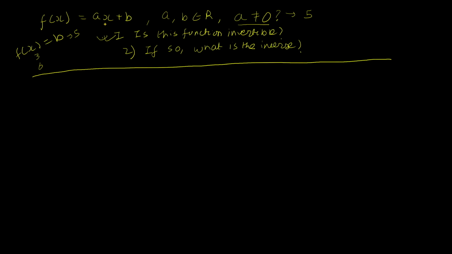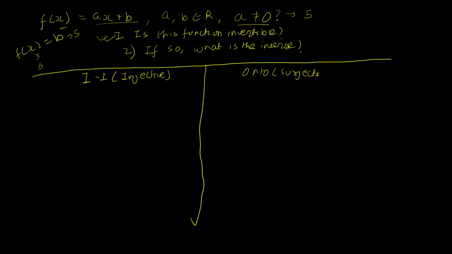The idea of bijection comes in here. We need to prove that there is a one-to-one correspondence between x and ax plus b in order to prove that this function is invertible. So we prove bijection in 2 steps. First, we prove that this function is actually one-to-one or injective. And then we go on to prove that the function is also surjective or onto. Okay, so this one first.